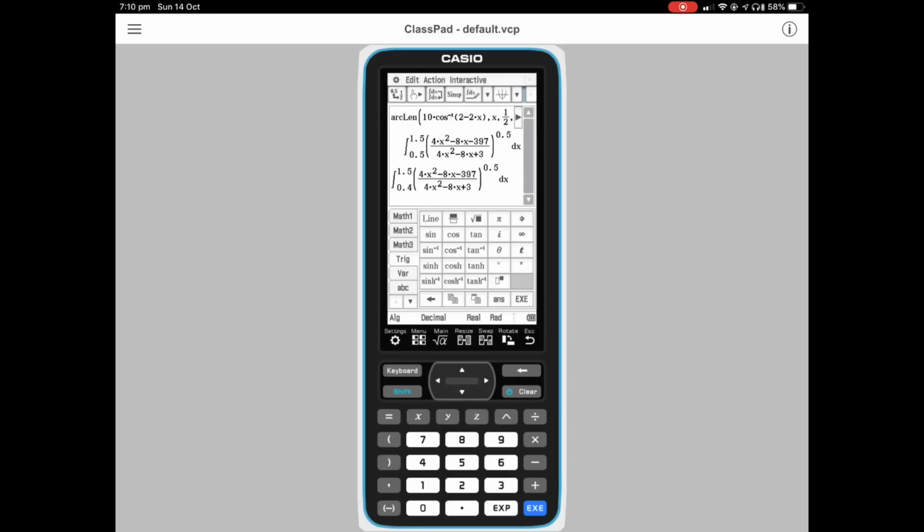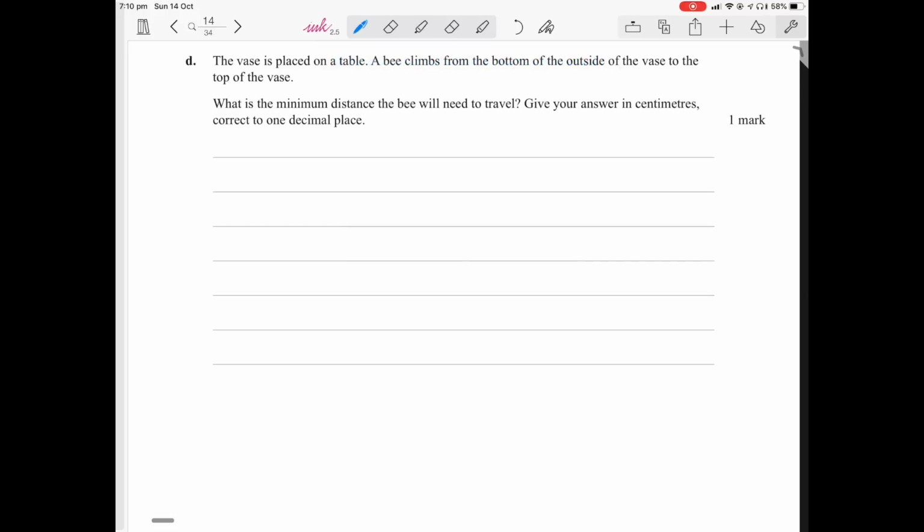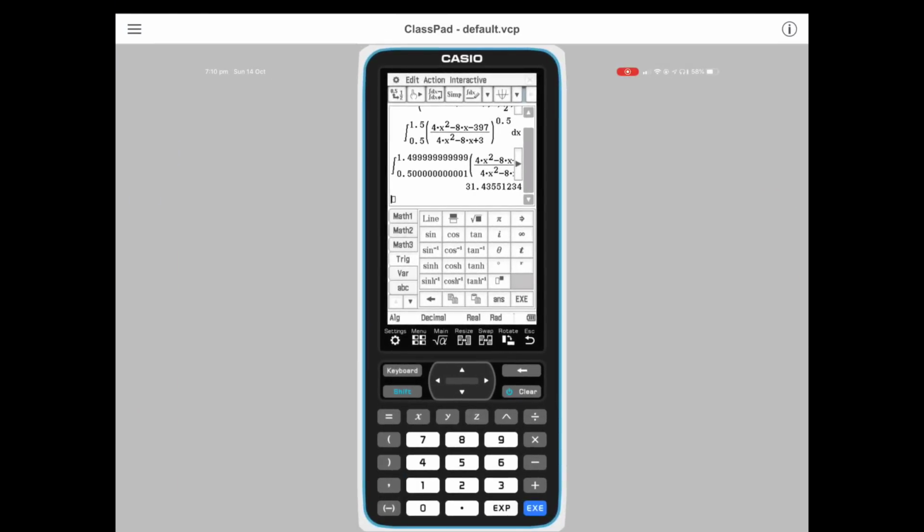So let's try go 4999999, 4999999, and this one will go to 0.500001. Okay, 31.4355. 31.43 was 4 centimeters. Now, is that right?